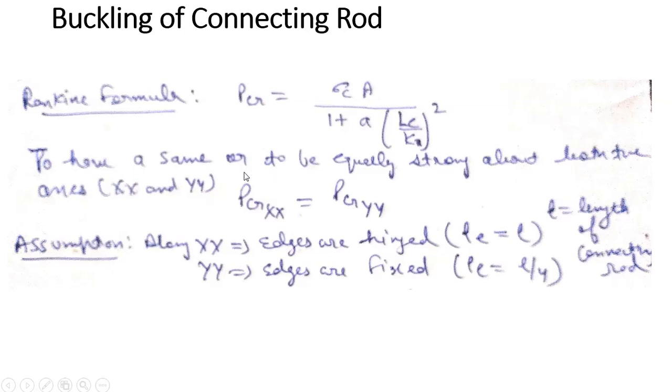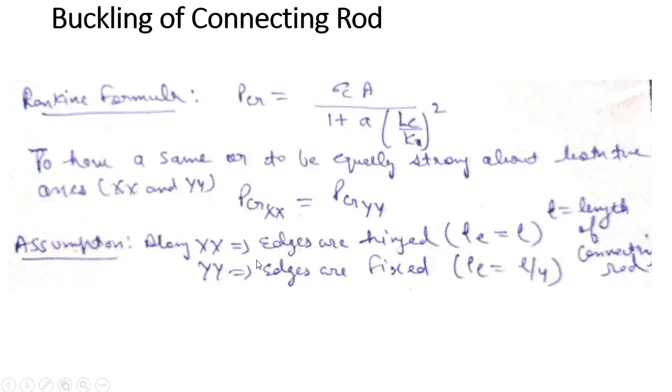Now, in order to be equally strong about both axes, whether I talk about the x-axis or the y-axis, if I assume that the critical buckling load should be equal, then I have to make them equal.